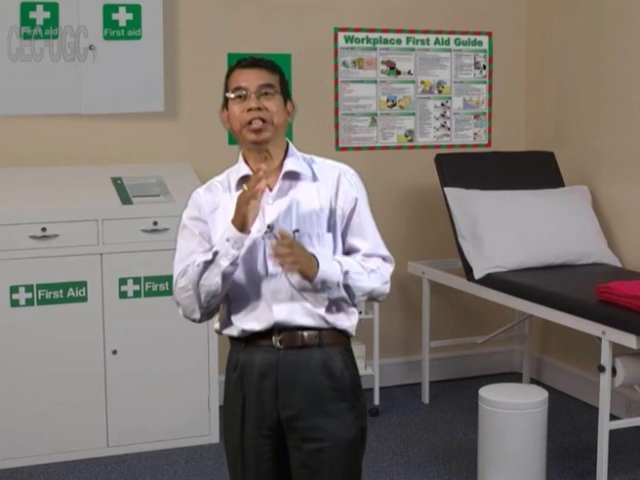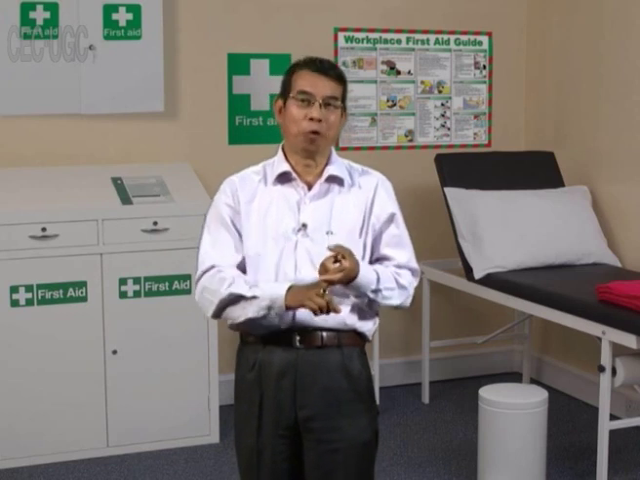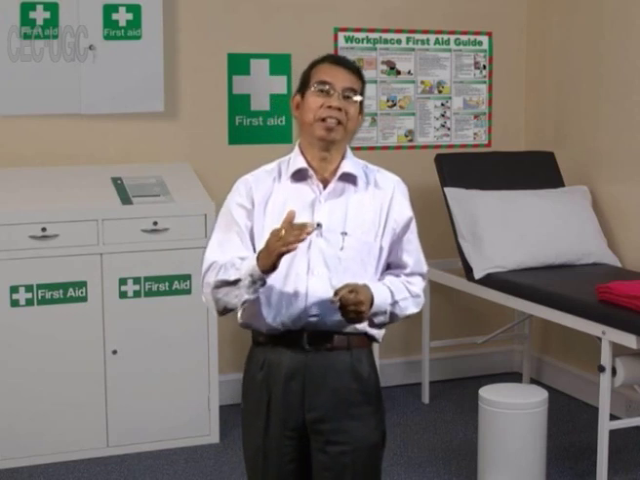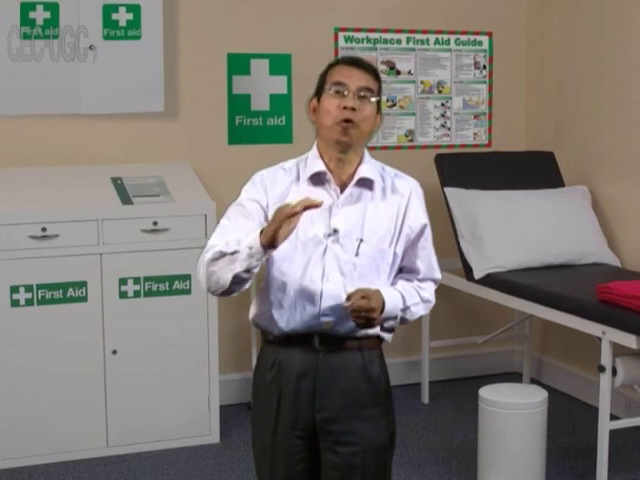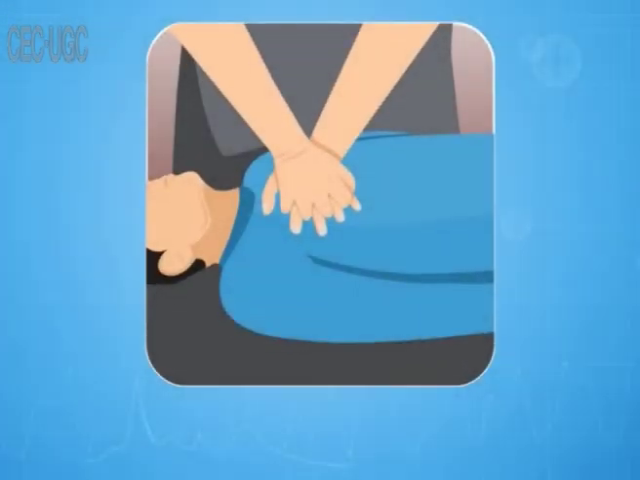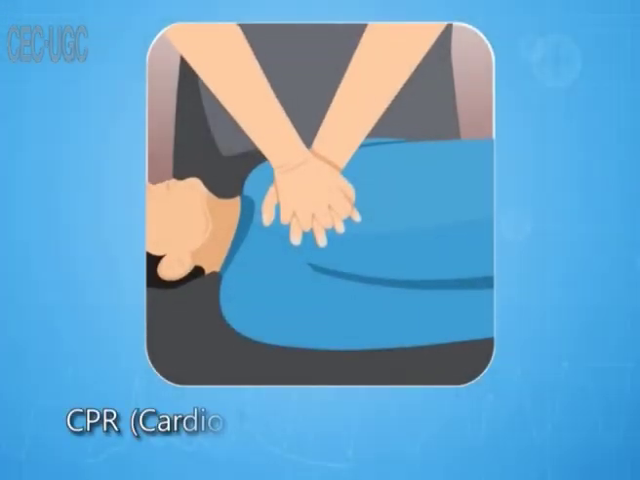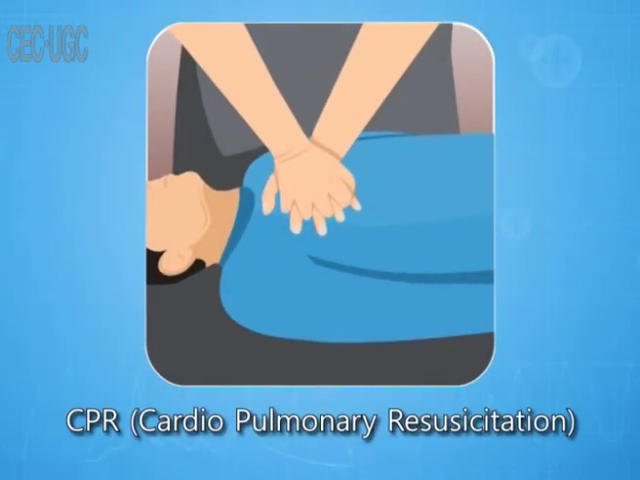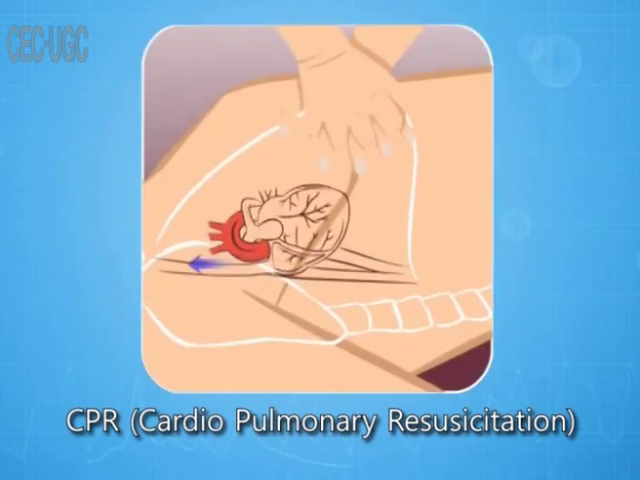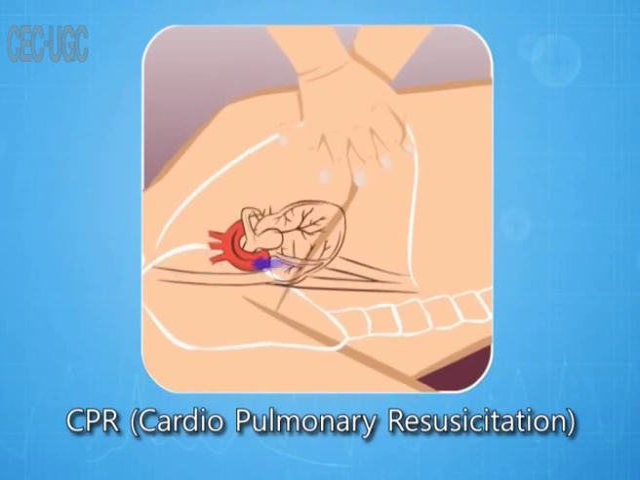If the casualty is breathing, the simple procedure of placing the casualty into the recovery position should ensure that the airway would remain clear of obstructions. If the casualty has stopped breathing, then you can assist them by performing CPR, that is cardiopulmonary resuscitation, which is a combination of chest compression and rescue breaths.